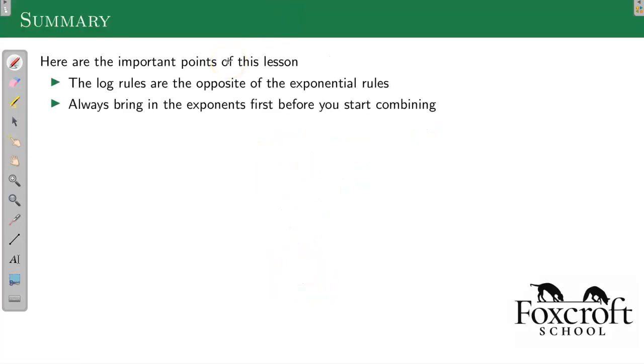All right, so there's just some extra types of problems, not the ones that will be on the skill check, but they're ones that you technically should be able to do if you just think about them and take your time. Just remember the log rules are the opposite of the exponential rules, and always bring in those exponents before you start combining.